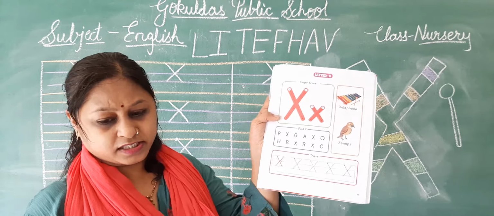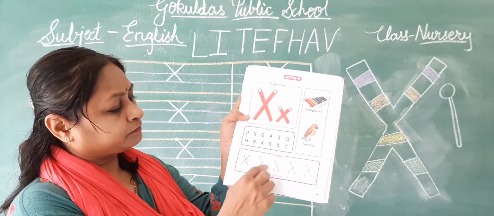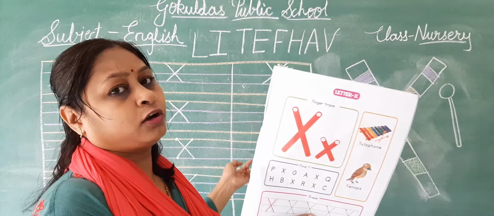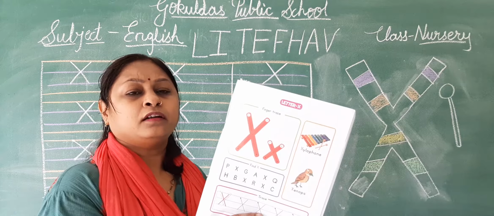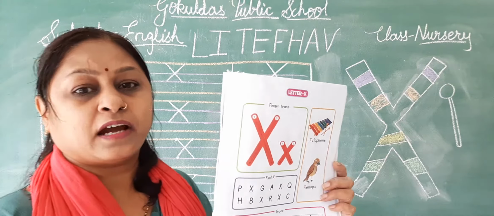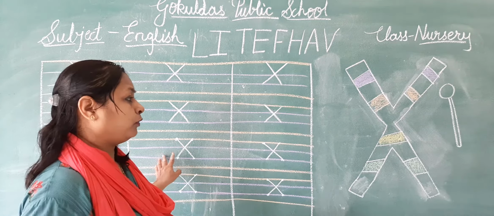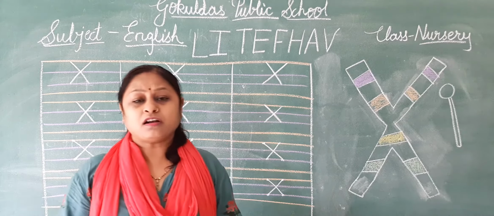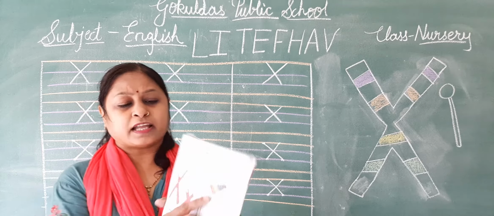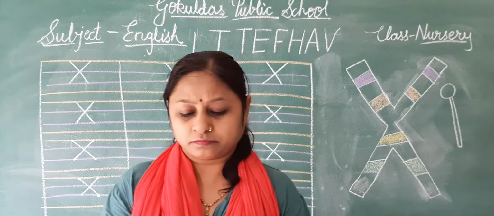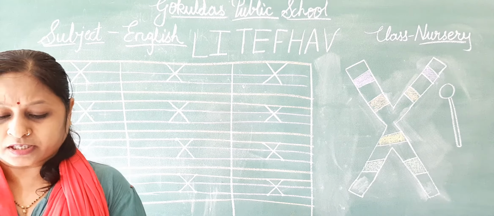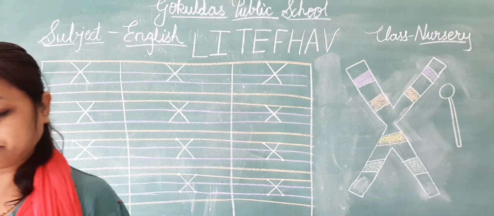And trace it. First you trace here. And afterward you write in your notebook. Right? First you have to trace here. And after that you have to write in your notebook. And you have to make X and color it. Right? Xylophone. X for xylophone. Look here. So like this you have to complete this in your book.